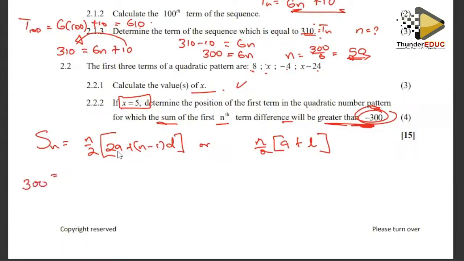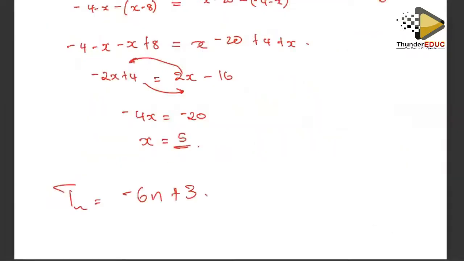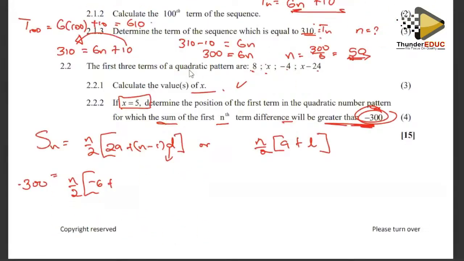So where there is sum, I'll put my negative 300. And then this is going to be n over 2 times 2 times the a, we said our a was negative 3, which is negative 6, plus, what is our common difference? Our common difference is negative 6. Okay, so negative 6n plus 6. So this cancels that. Does that make sense? It should make sense, okay?